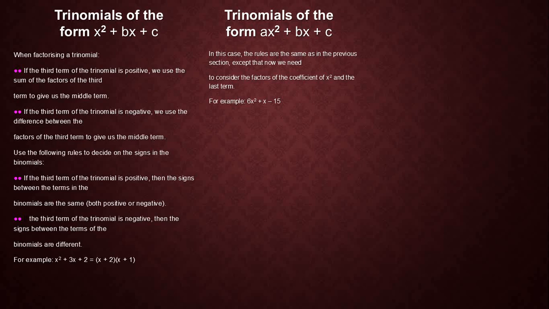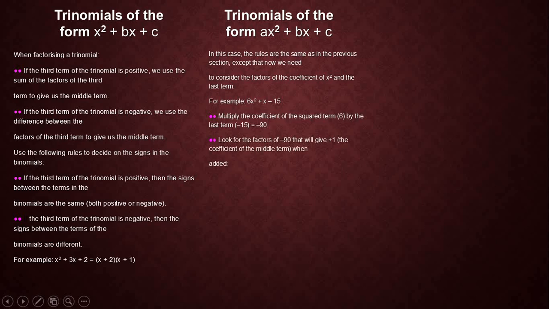x² + 3x + 2 on this side, but on this side we have 6x² + x − 15. So what we're going to do is multiply the coefficient of the squared term, which is 6, by the last term, negative 15, and the answer to that will be negative 90. The next thing that we're going to do is look for factors of negative 90 that will give a positive 1, which is the middle term.